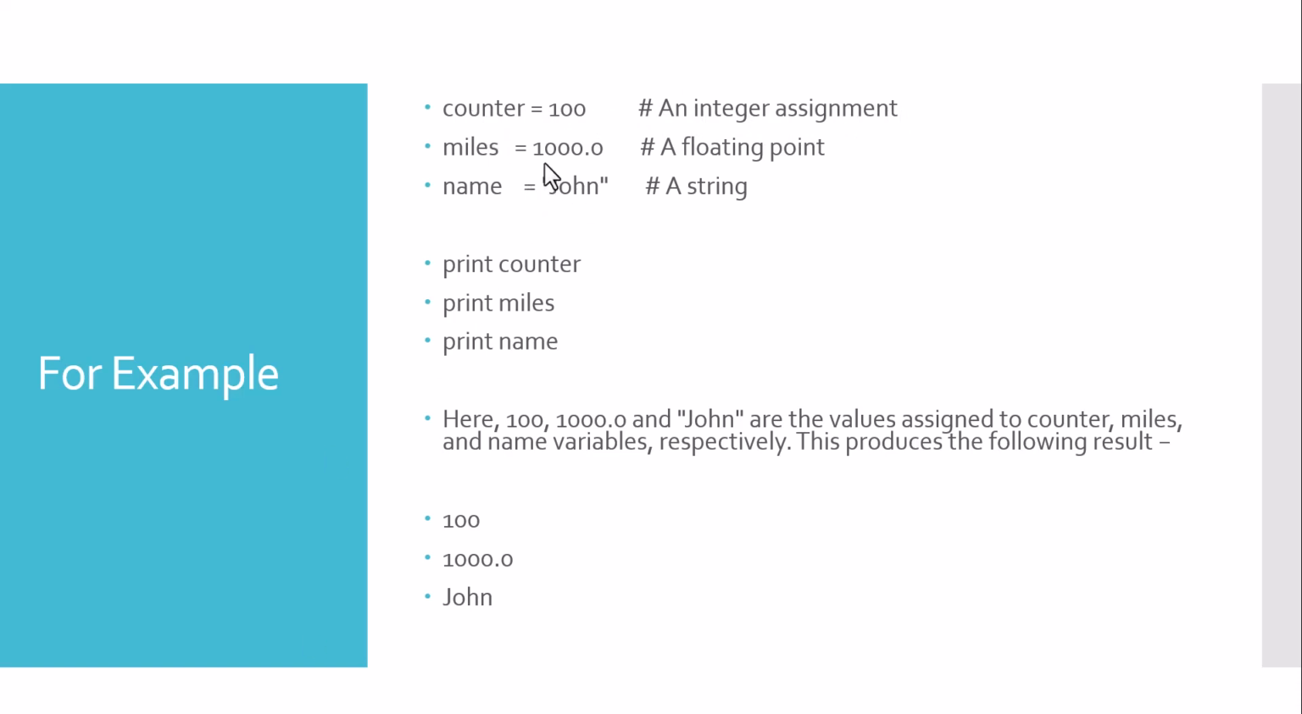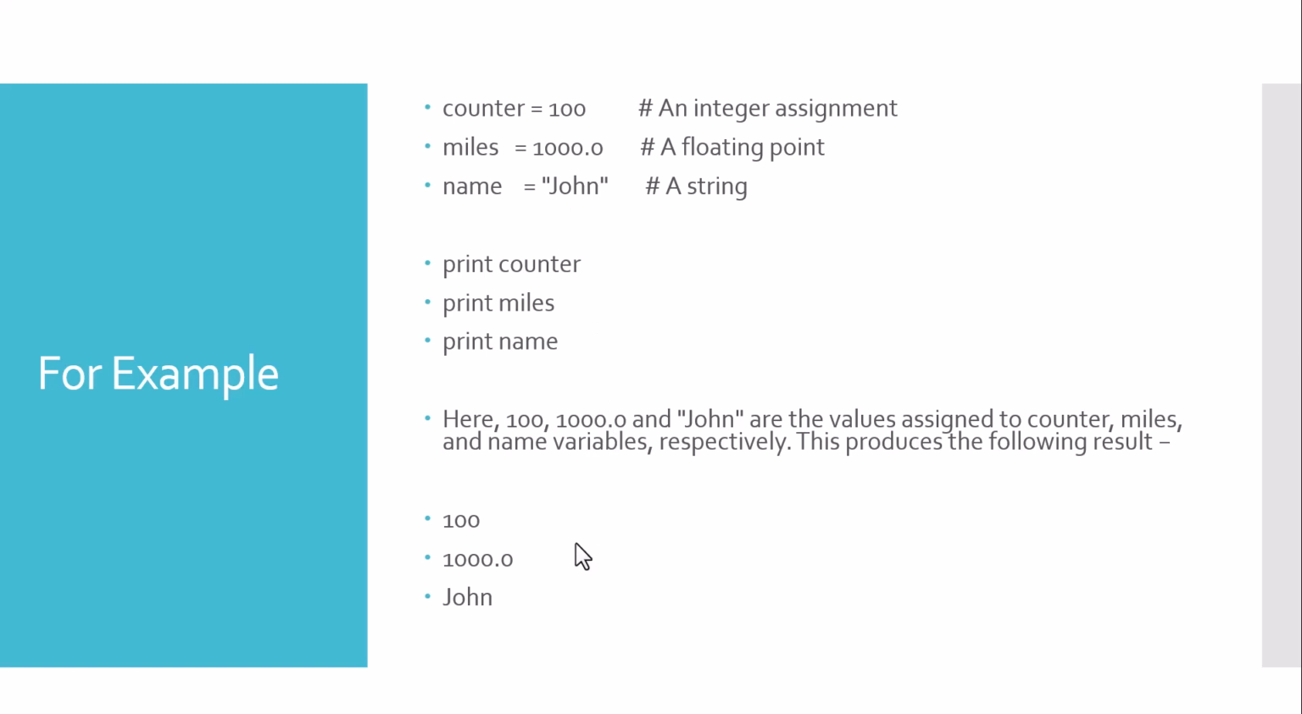Similarly here, 1000.0 means we are assigning a floating point value to a variable, that is miles. Miles is the variable name. Similarly, name equals John. We are assigning John to the name. Name is a variable. Then when we do print counter, it is going to print 100. It will print miles, which gives 1000.0, and print name, which gives John.